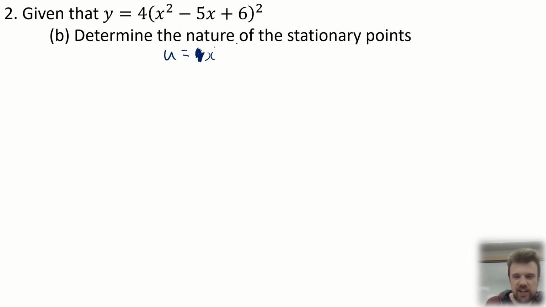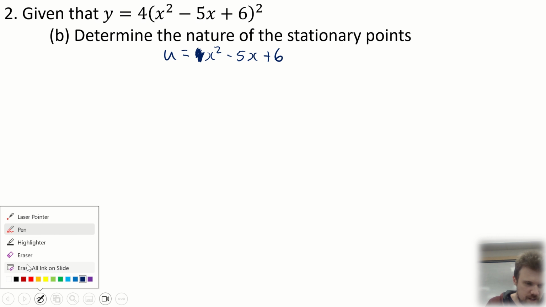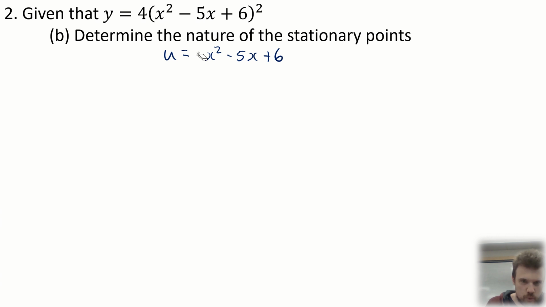There we go. First mistake of the day. We knew it was going to happen. u equals x squared minus 5x plus 6. Tell you what, let's get rid of that horrible thing. Eraser. There you go. That worked out quite well, didn't it? Pen. Nice. Brilliant. That's u, and therefore y is equal to 4u squared.